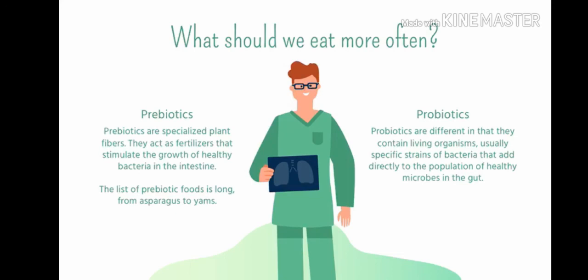What should we eat more often? We have prebiotics and probiotics. Prebiotics are found in foods like vegetables and fruit, especially those that contain carbohydrates such as fiber and starch. But these carbohydrates are not digested by the body, since they become food for the bacteria of the microbiome. There is a long list of foods that contain them, such as sweet potato, onions, asparagus, leek, among others.